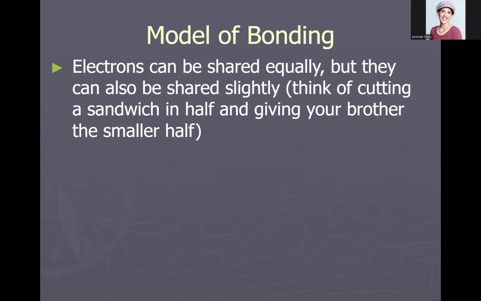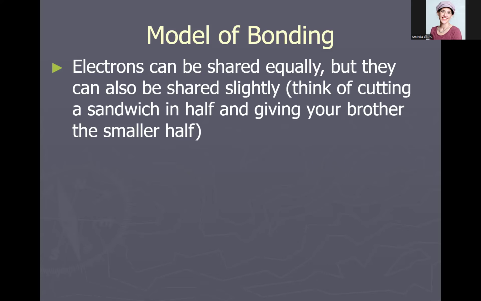You can have the sharing of electrons, but it might not always be equal. So think about a candy bar and your sibling, and you cut it in half, but it's not exactly half, and you give your brother the smaller half. I've tried to combat that by saying you could cut and then the other gets to choose which half, and so then they try to make it more equal. But electrons aren't always shared equally among atoms.